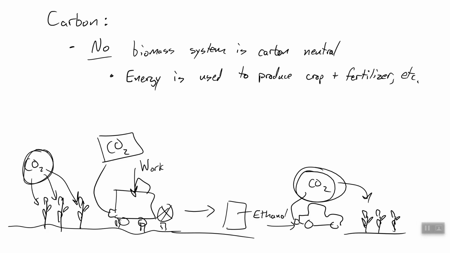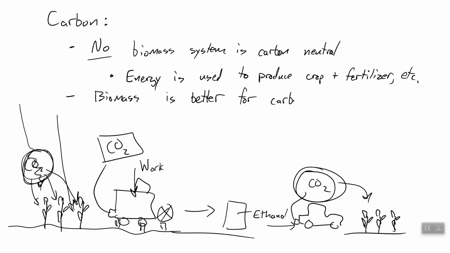However, there is no doubt that biomass is better at sequestering carbon or hiding carbon. See how this CO2, which in the atmosphere would increase global warming, in a corn stalk, it does nothing to global warming, to climate change. And so it's better to have it in that corn stalk temporarily. So it is better for carbon purposes.